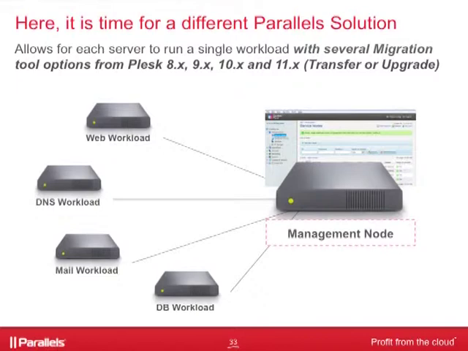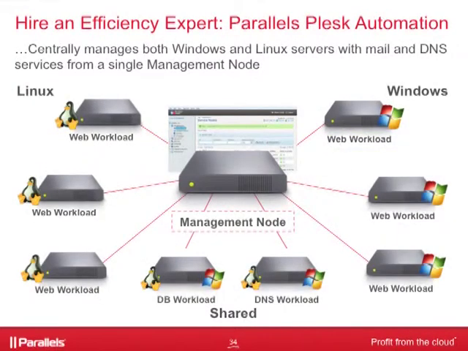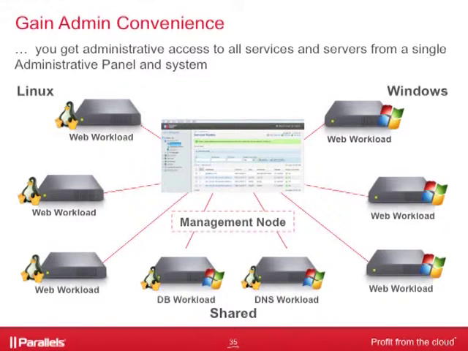So you take Plesk Automation like a management node, and it can have, say, 3 Linux hosting nodes, 3 Windows hosting nodes, a separate node for mail, and a separate node for DNS. And that's completely distributed. So it's really convenient for you because you're managing all these servers, all these nodes from one single point of entry, right?